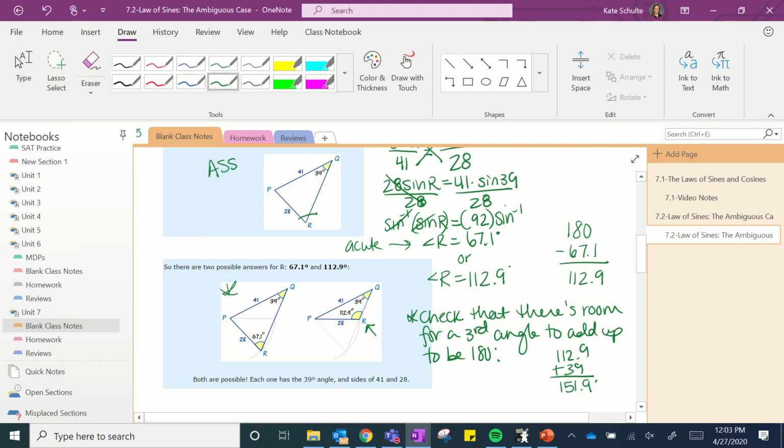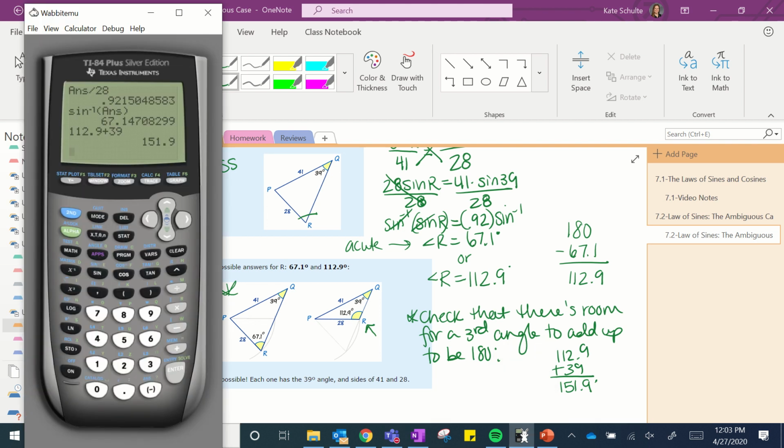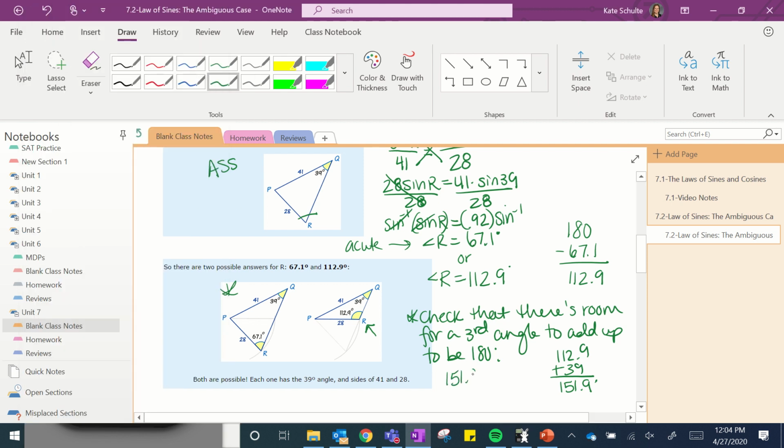What that means is that angle P, right, we're going to have a value, because the three angles in a triangle have to add up to be 180. 180 minus 151.9. That's going to tell us that angle P is 28.1 degrees. Okay, that's good. That's what we want. That means that second triangle is going to work. Since 151.9 is less than 180, we have two triangles. All right, I'm going to show you an example of when it doesn't work. But this gives me my second option for angle R.